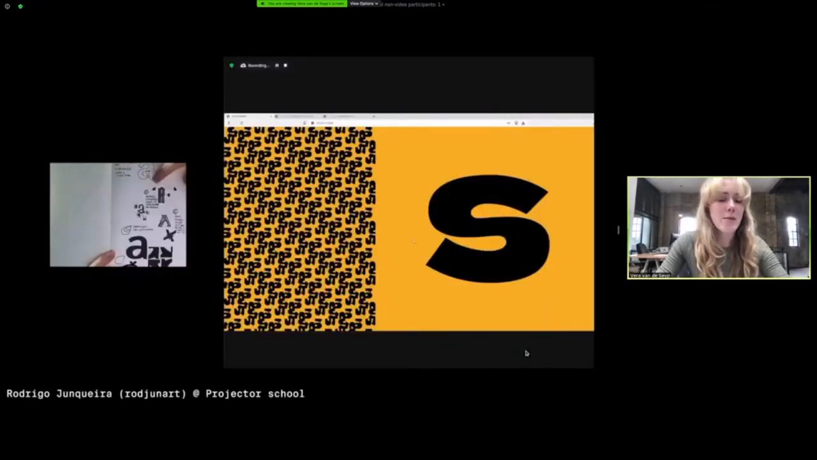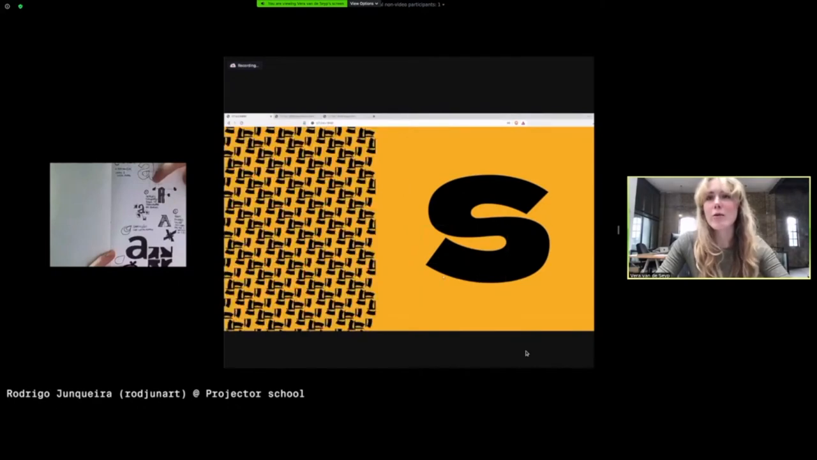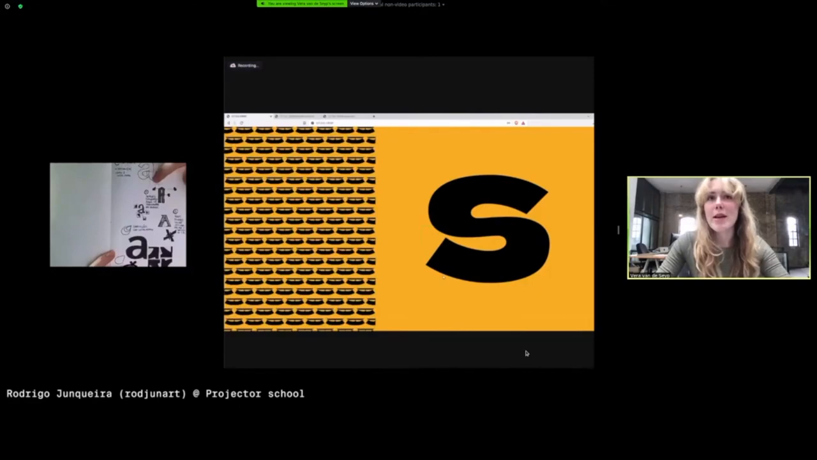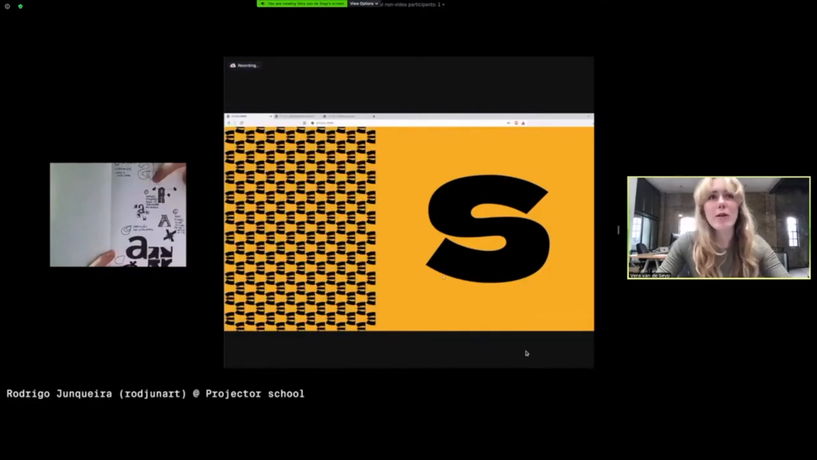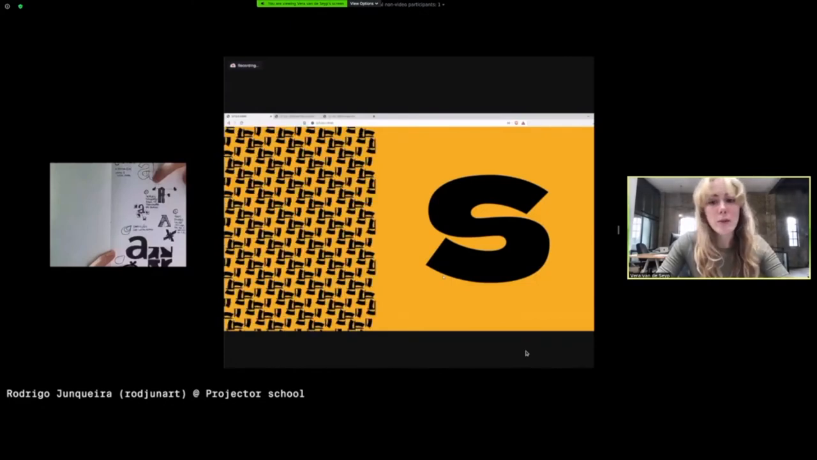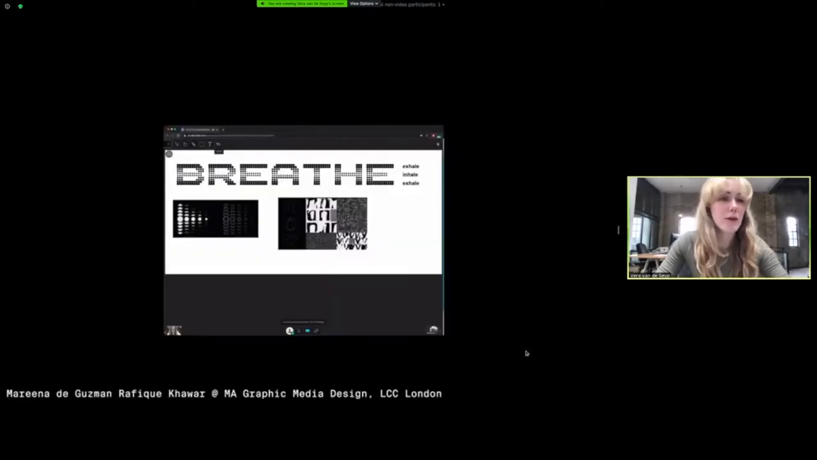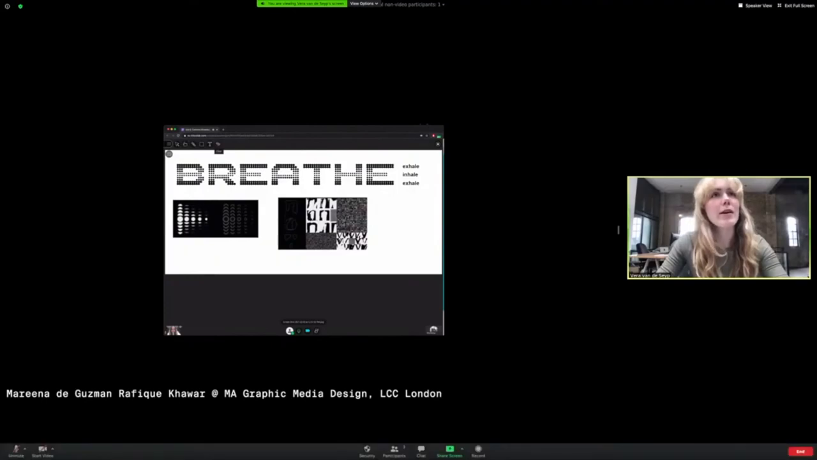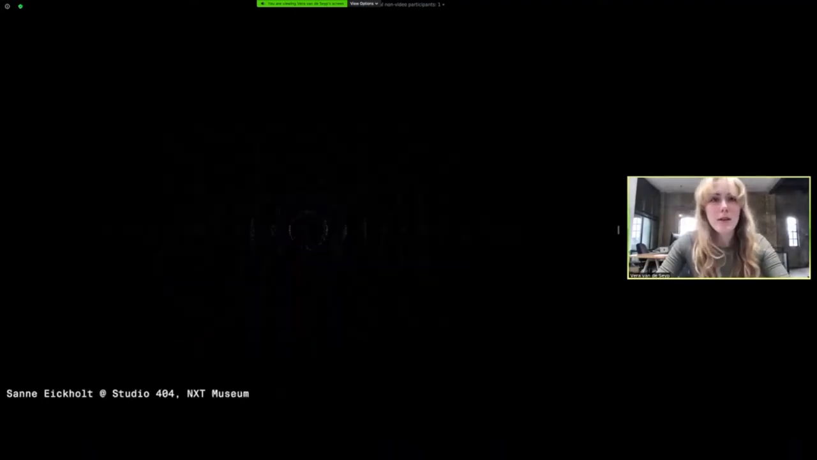This was the work from the same workshop from Rodrigo Junquera, who was making a program where he could select a part of an image and then make a pattern out of it. So like a typographic pattern system, which I thought was also very interesting and very well thought through. So this was a sketch of Marina de Guzman Rafikawar at the LCC in London, who was working on a typography brief, which is quite a simple thing, but she thought it through really well and it looked really nice.